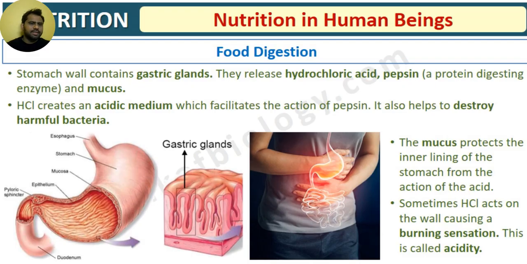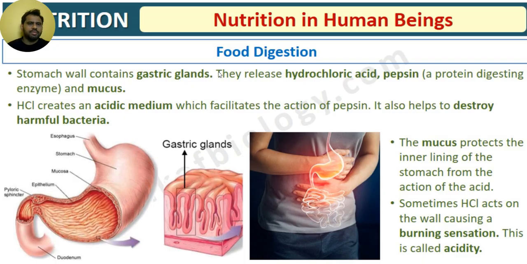What is the function of HCl? HCl creates an acidic medium which facilitates the action of pepsin. It also helps to destroy the harmful bacteria. Now the mucus protects the inner lining of the stomach from the action of acid. Sometimes HCl acts on the wall causing a burning sensation. This is called acidity. Okay, so everything is important in digestion.